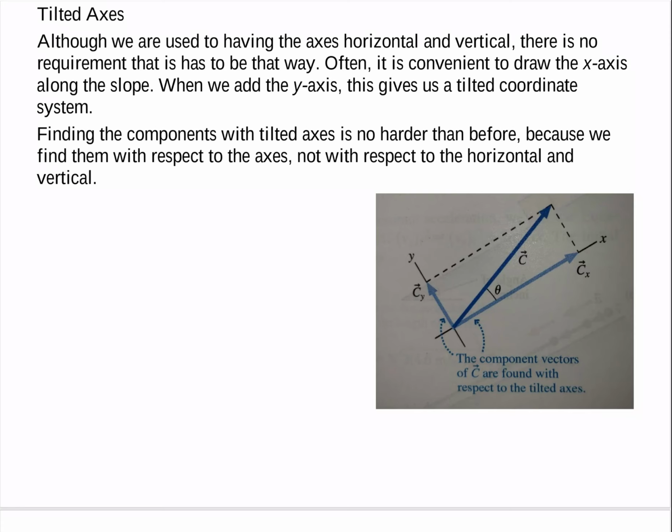So in this case, if I have tilted axes and my vector c sitting right here, then I find my components with respect to the tilted axes. So my c sub x comes along the x-axis and my c sub y is along the y-axis. So if I move my c sub y over here, then my c sub y is like this, and now I've made my right triangle with respect to the tilted axes. So it's straightforward. The catch is remembering that you're along a tilted axis, and then later on when we start dealing with gravity, gravity is not tilted, gravity is still pulling straight down, which we'll talk about when we get to that point.